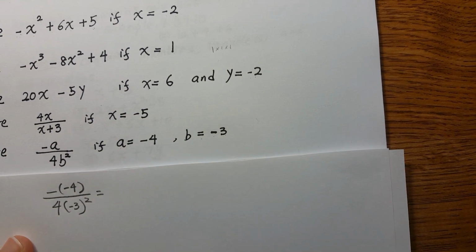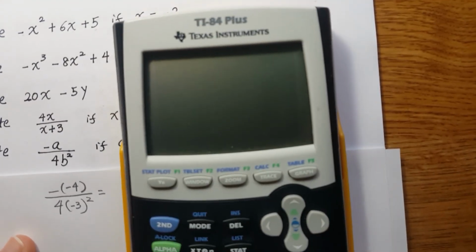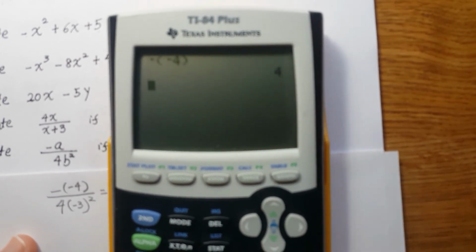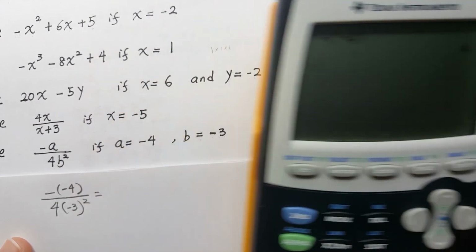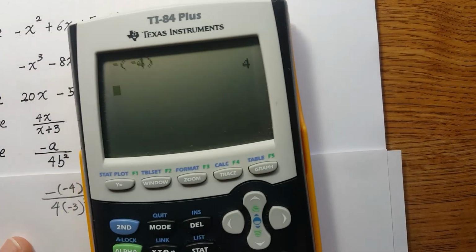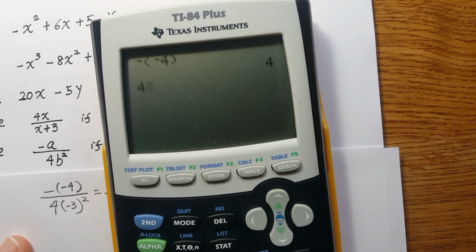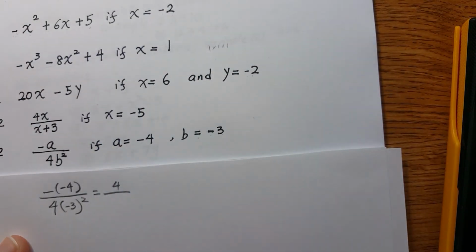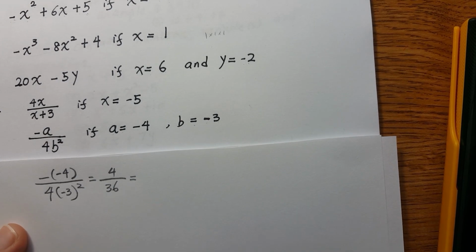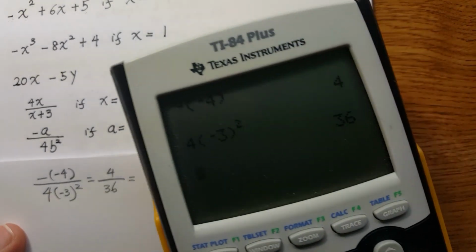So now you're going to use a calculator. So now we're going to have negative parentheses -4, and you get 4 as the numerator. So we put 4. And then over here in the denominator, you just type in exactly the same. So you get 4 parentheses -3 holding square. And then you get 36. So you put 36.